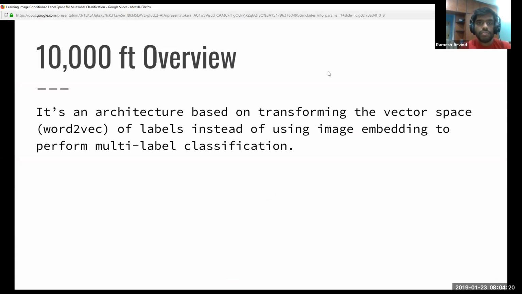A high-level overview of what this paper is about: it's an architecture which conditions your label space in order to push all your positive labels together and all the negative labels away. In contrast to the CNN architectures we've used before, where we directly utilize the output of our CNN to perform the classification, it utilizes the Word2X space in order to capture the label dependencies.